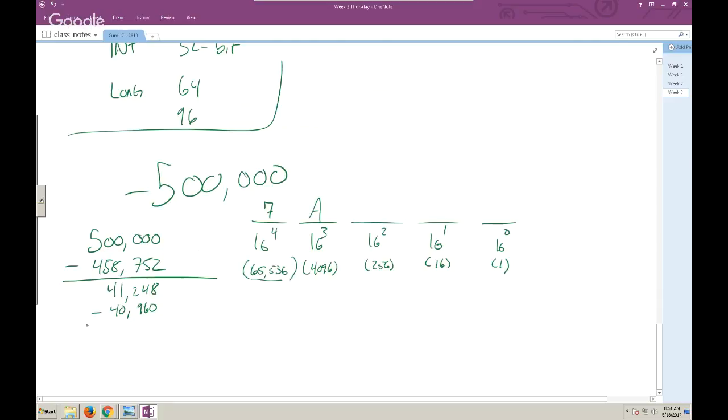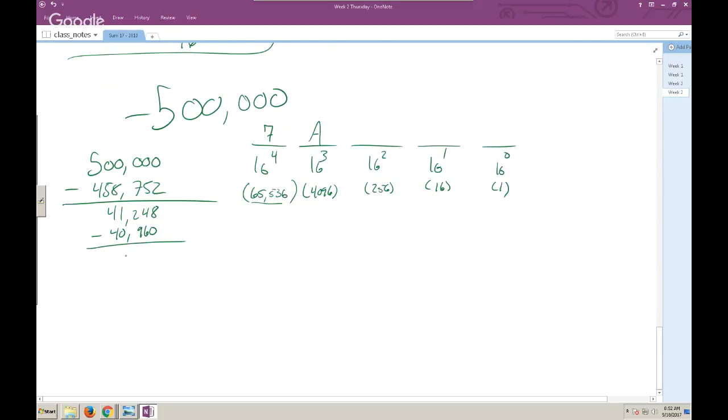All right. Leaves us a balance of? Okay. How many factors of 256? 1. Okay. We subtract 256. Leaves us a balance of? How many factors of 16? Pulls out and leaves us with 0. Right? 7A120. Now, what is this 7A120 equivalent to?